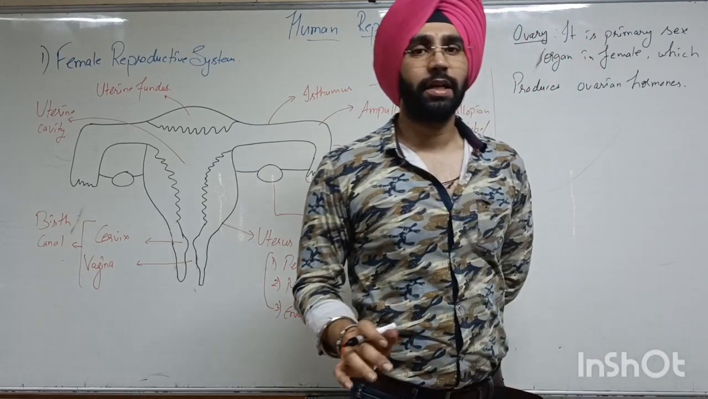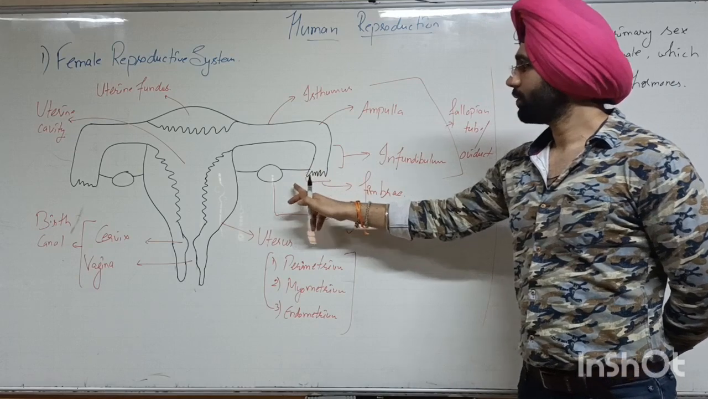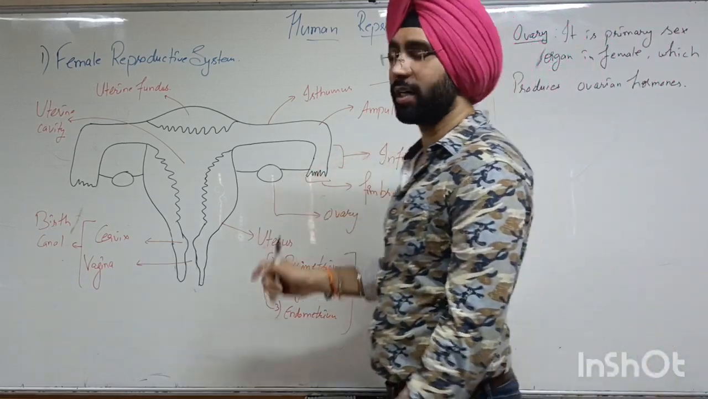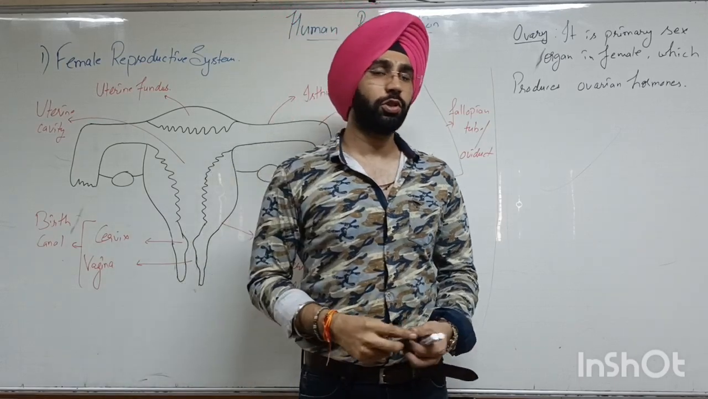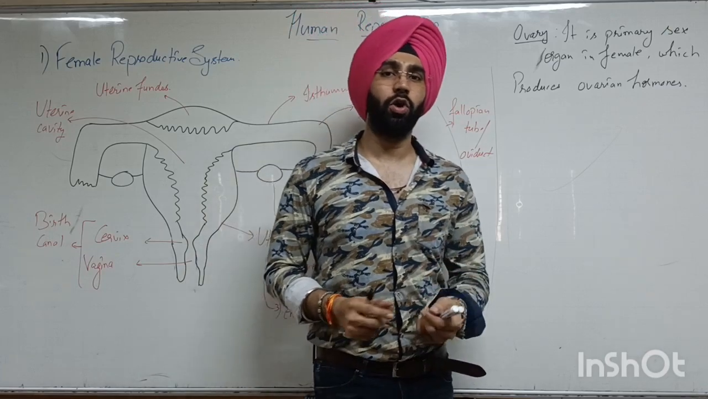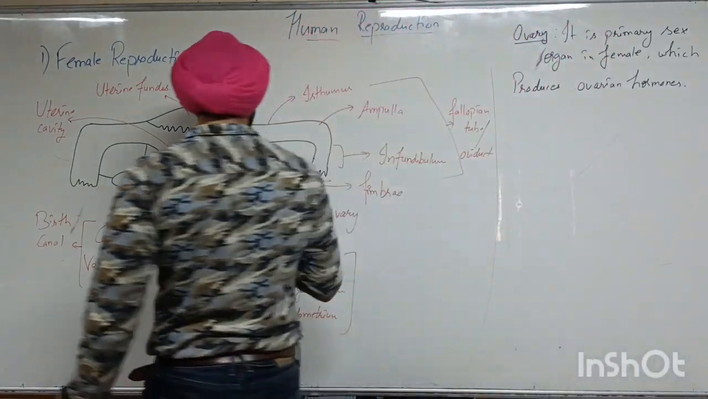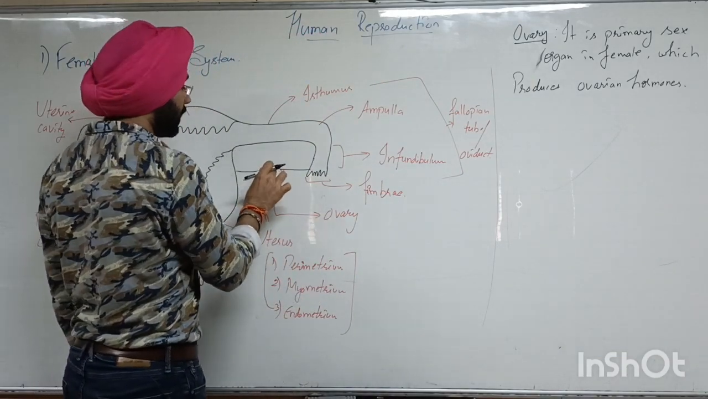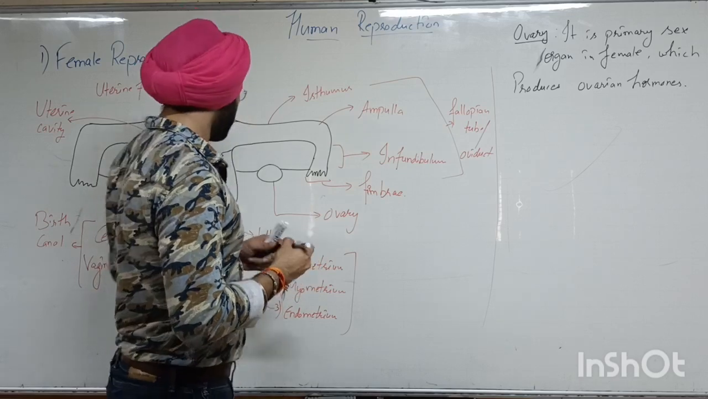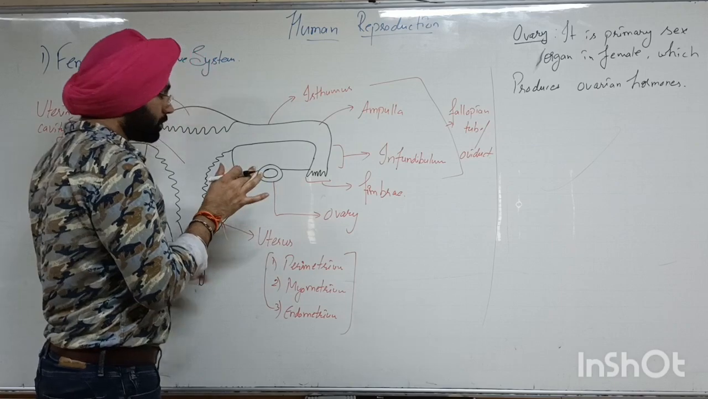As we have discussed earlier in the lecture, there are two hormones secreted by the ovary: estrogen and progesterone. The ovary continuously secretes estrogen, but progesterone is secreted by the corpus luteum, which is the remnant part of the egg. The gametes are also produced by the ovary. Inside the ovary, gamete formation also occurs in the female.